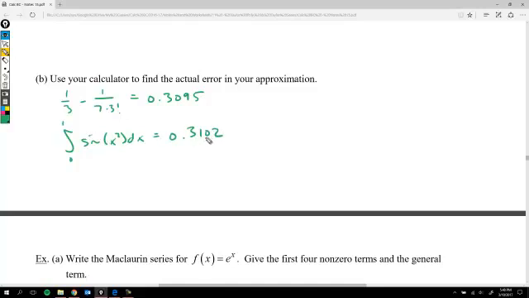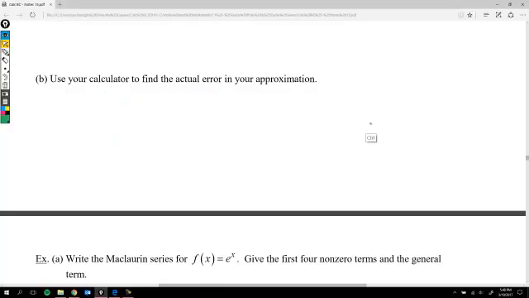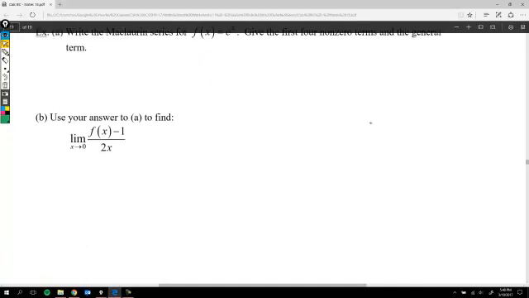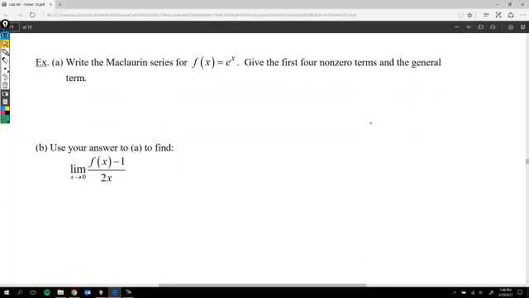0.3102. Right, that gives me an error of 0.0007. That's a very small error, and that's only two terms. Okay, to me that's a pretty dang good approximation. All right, so my error was, again, pretty small.